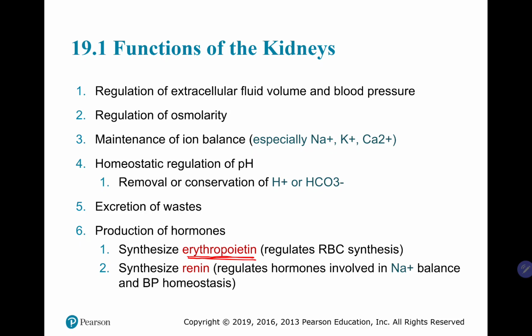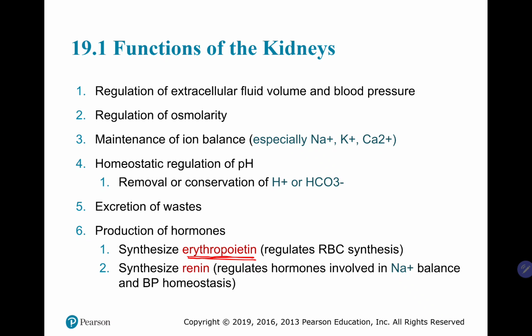Another hormone is going to be renin. Renin is going to be part of that renin-angiotensin-aldosterone system. Essentially what renin does is it helps to increase blood pressure, right? So your kidneys will respond to a drop in blood pressure by secreting renin. And we're going to talk more about that in chapter 20.